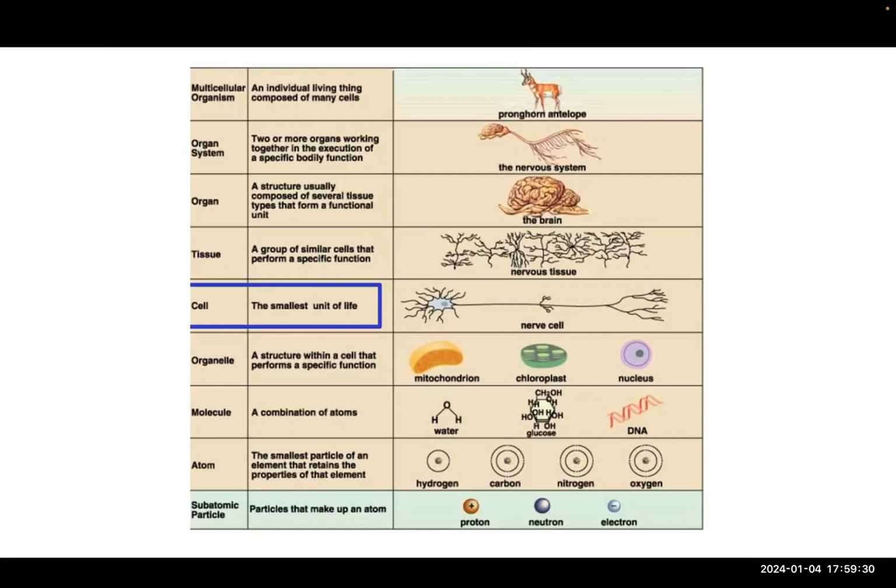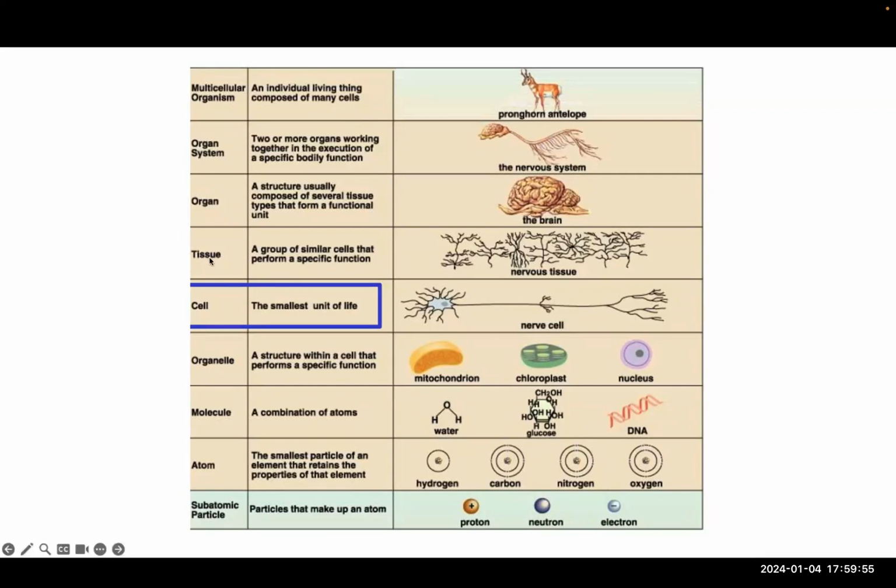When similar kinds of cells work together to perform a particular function in our bodies, we can call that a tissue. Like nervous tissue, or muscle tissue, which is made up of a bunch of muscle cells. Liver tissue is made up of liver cells. So there are different tissues in the body.